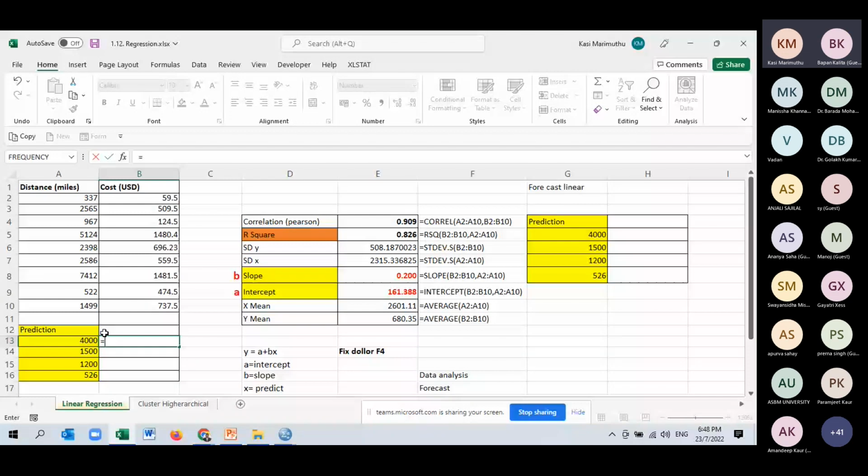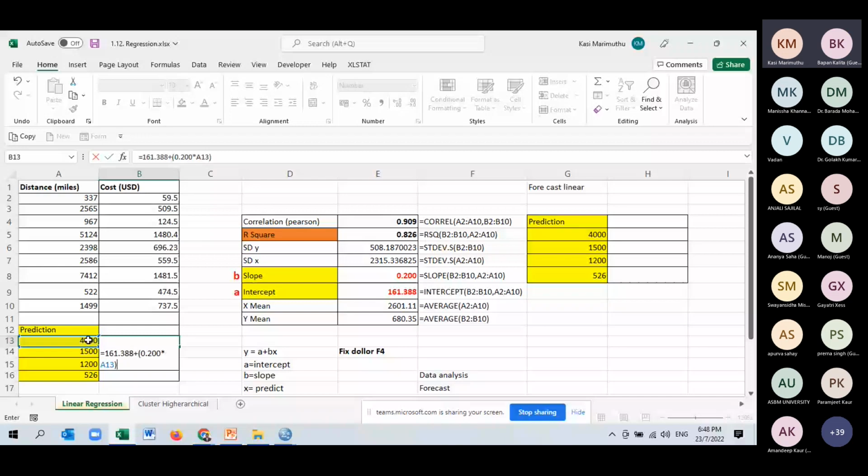We are going to predict the cost for 4,000 miles, how much the expenditure is. So this is a value. Otherwise, we can also type the value, meaning 161.388. You can also key in the value like this, plus put bracket 0.200 multiply with this value A30, close the bracket. So I have substituted the intercept value, I have substituted the slope value, and then I have given A13, meaning the 4,000.